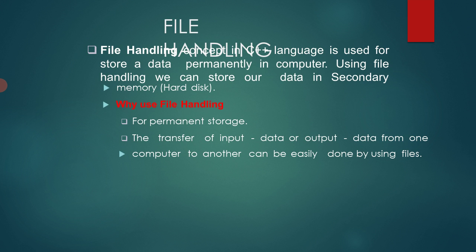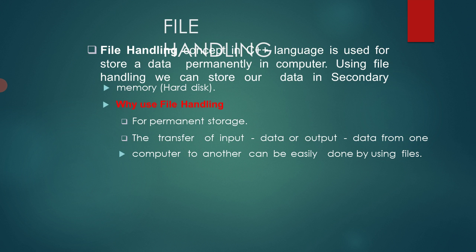Now what is a file? A file is a collection of records, so we can store a number of records in a file. In this topic we have to study, if we are creating a file and if we have a file, how we have to handle that and why we use files. The file handling concept in C++ is used to store data permanently in the computer. Using file handling we can store our data in secondary memory, that is, the hard disk.